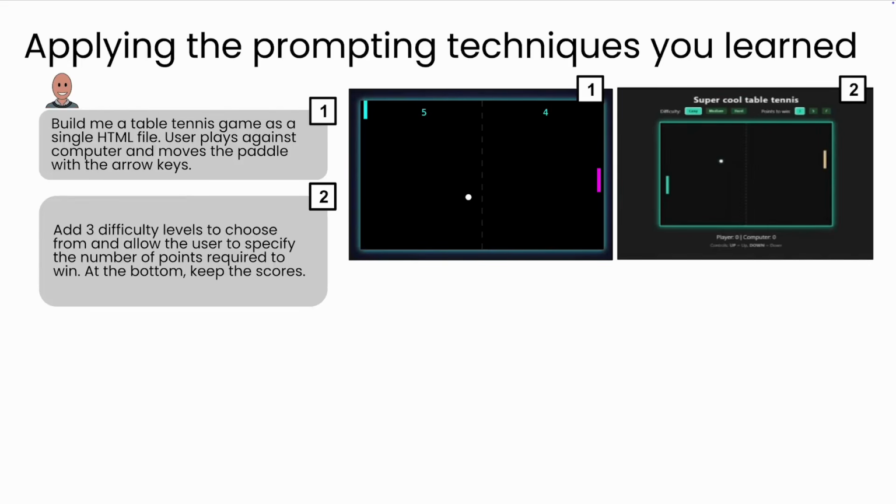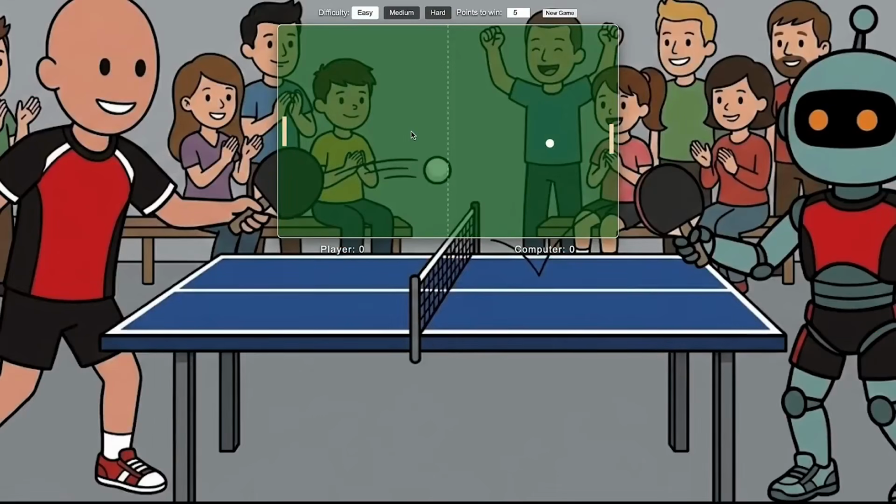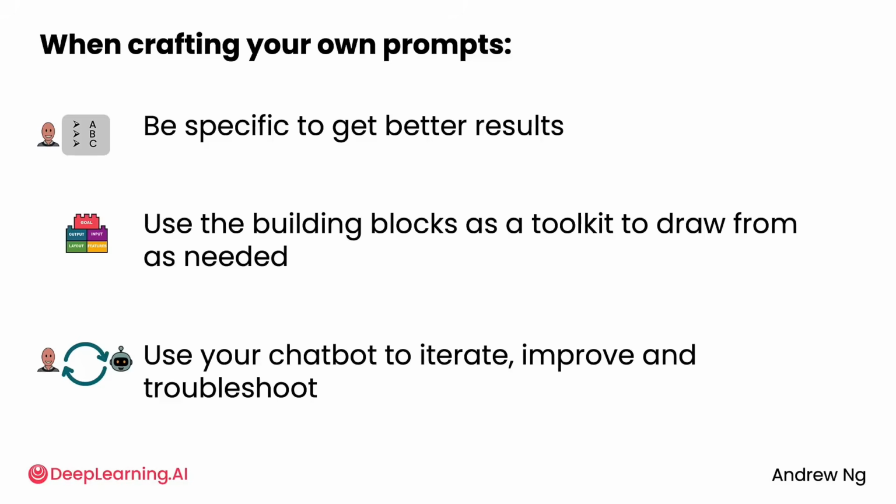And this now looks like a fun game, but I want the graphics to be fancier. So I'm going to say, make the playground green, paddles beige, ball white, and I'm going to tell it to insert this image into the background. And so I end up with a game that looks like this. And here is the game. It's actually pretty fun. The ball is bouncing back and forth. I could actually play this for quite a long time, maybe longer than you'd actually want to watch me playing it. But I hope you will have fun with this. As a reminder, being specific in how you write your prompt gets you better results.